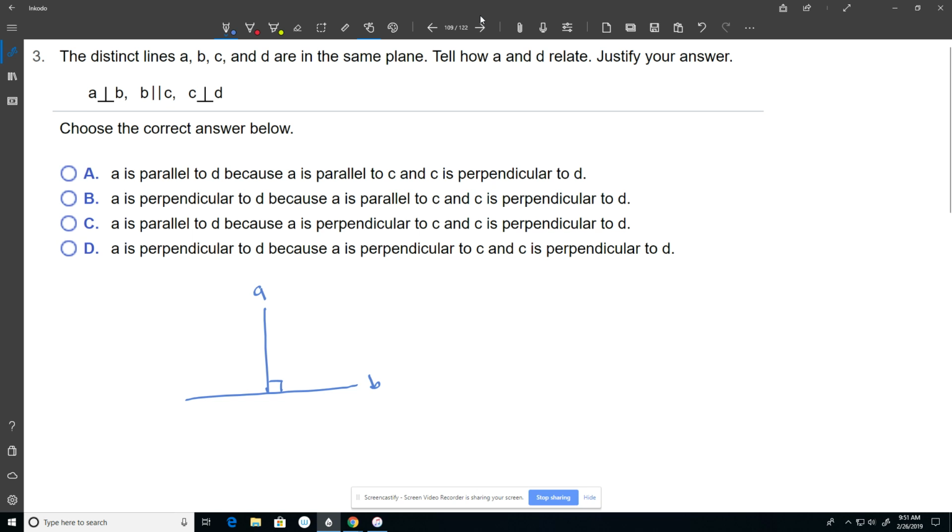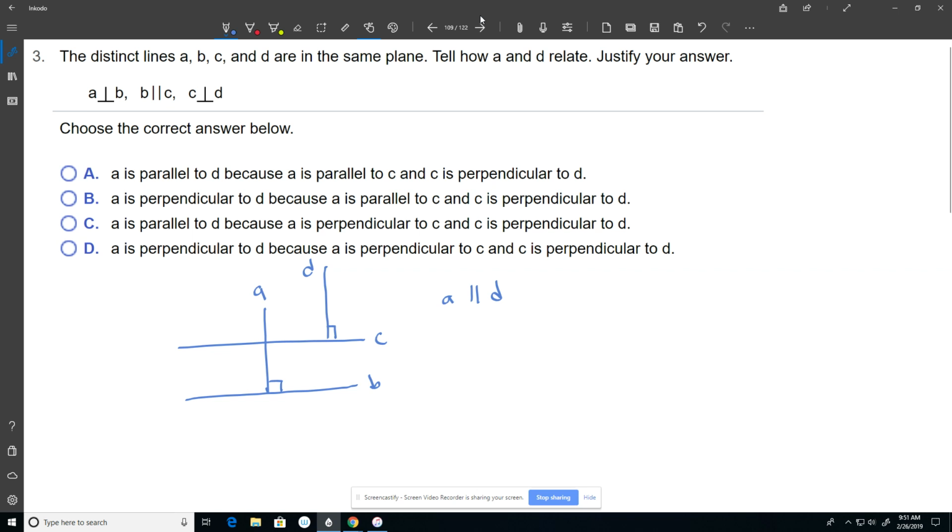Then it tells you that B and C are parallel. So if this is B, that means C goes this way because it's parallel to B. And C and D are perpendicular. So if here's my C, that means D also goes straight up and down. And it wants to know, if this is my picture, how are A and D relating? Looking at the picture, A and D are parallel. And then you just have to read to find which one is true.